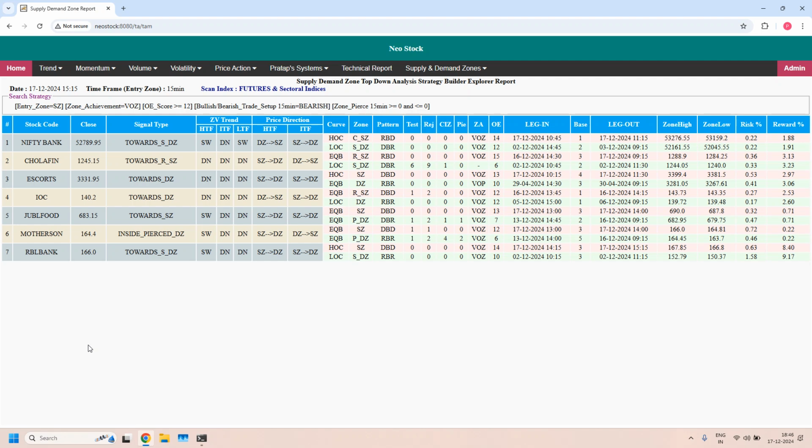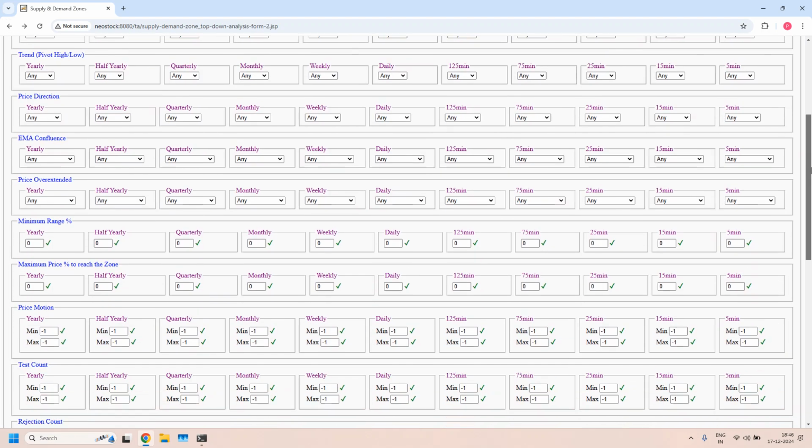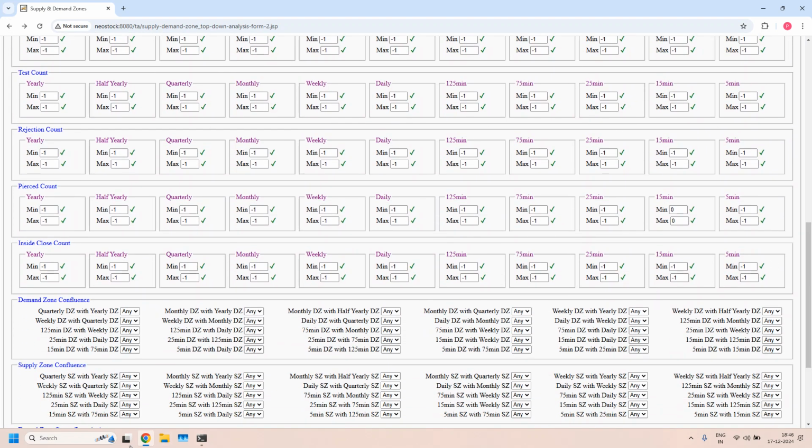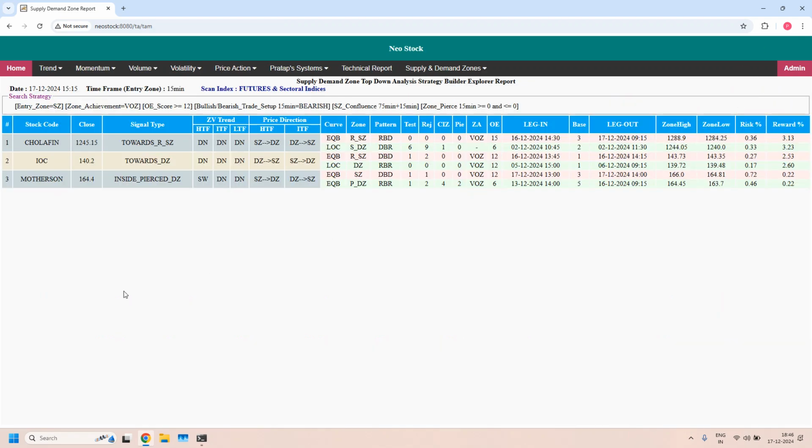The first filter is based on LTF and ITF supply zone confluence. Let us verify. That is 15 minutes and 75 minutes supply zone confluence. I am enabling that filter. With this filter, out of 7 stocks, we got 3 stocks. In these 3 stocks, these 15 minute supply zones are part of the 75 minute supply zone, and the 75 minutes trend is down.